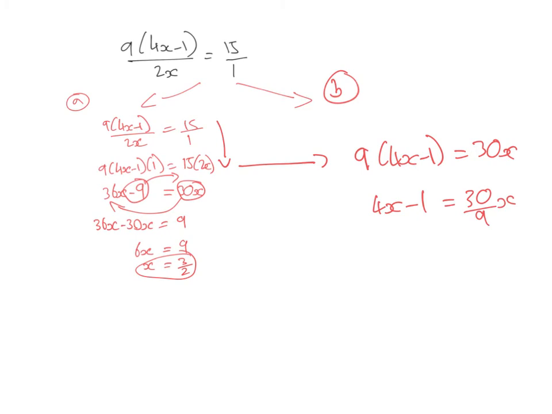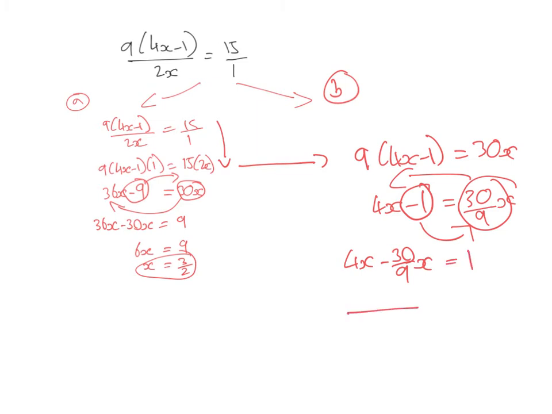Well, let's see. We want the x's on both sides. Okay, so which is the smallest x? Well, 30 over 9 is less than 4 because 36 over 9 is 4. So this is the smallest x. So we're going to move that way. And we'll move the constant across. So you'd have 4x take away 30 over 9x equals 1. Then to do this, we need to give it a common denominator of 9. So 9 fours are 36. 36x take away 30x equals 1.